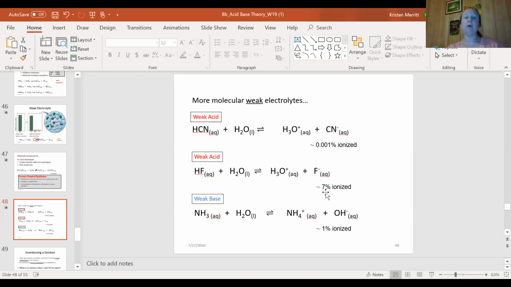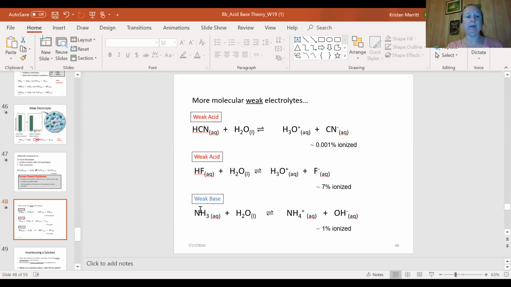Hydrogen fluoride, one of the most common ones you're going to get in examples, it's 7% ionized. So that's actually pretty decent for a weak acid, but it's still not 100%, is it? So at the end of the reaction, 93% of what's in your beaker is going to be in the HF form. This actually shouldn't say aqueous. And 7% will be hydronium and the conjugate base, fluoride ion. So major, minor, because of the double arrow.